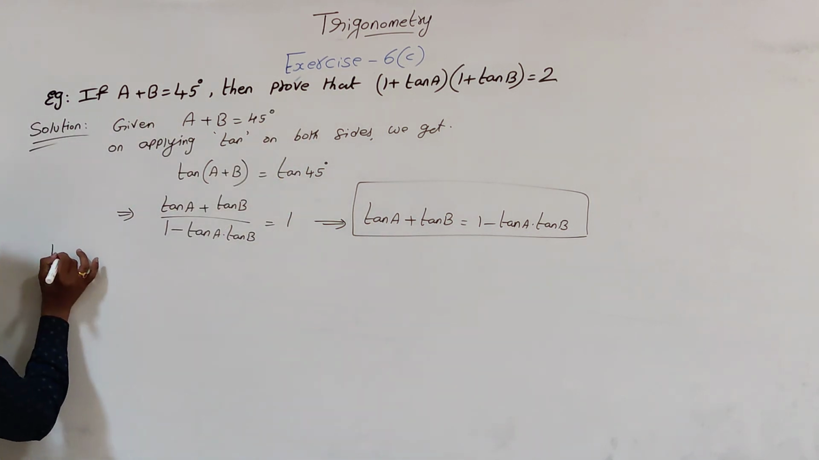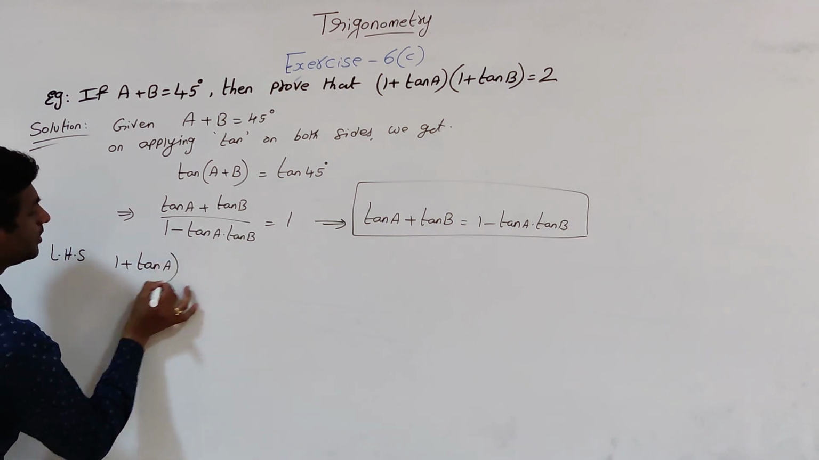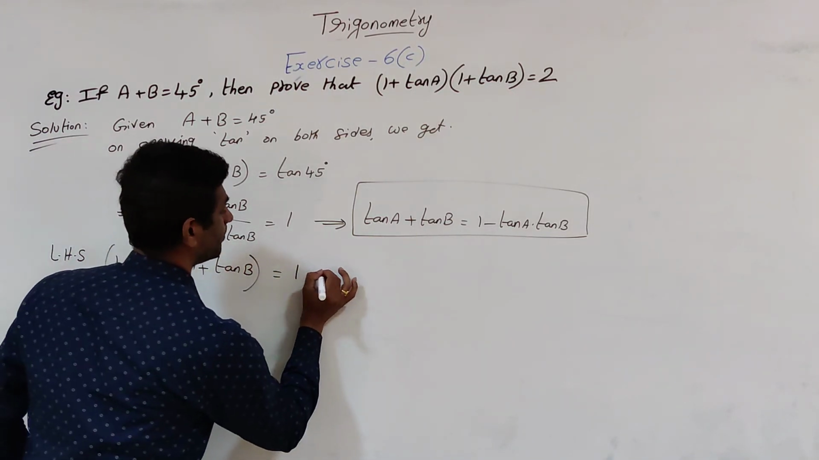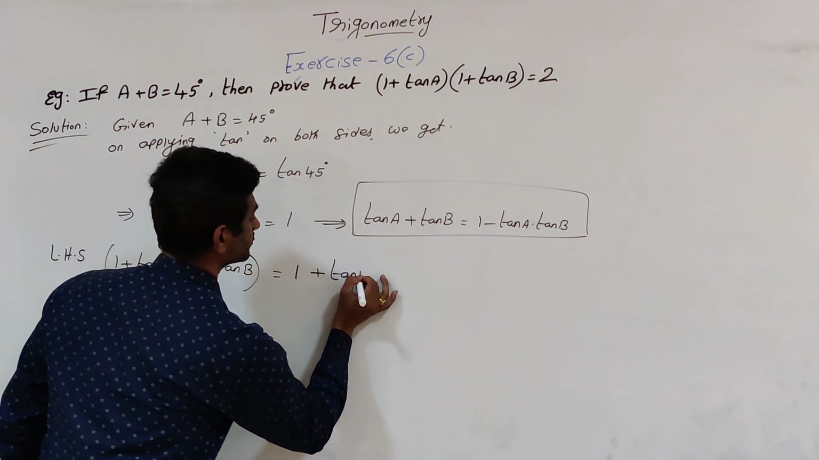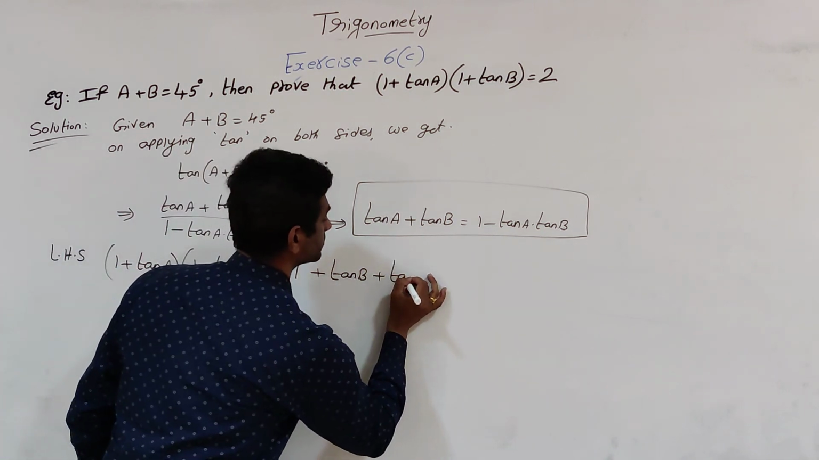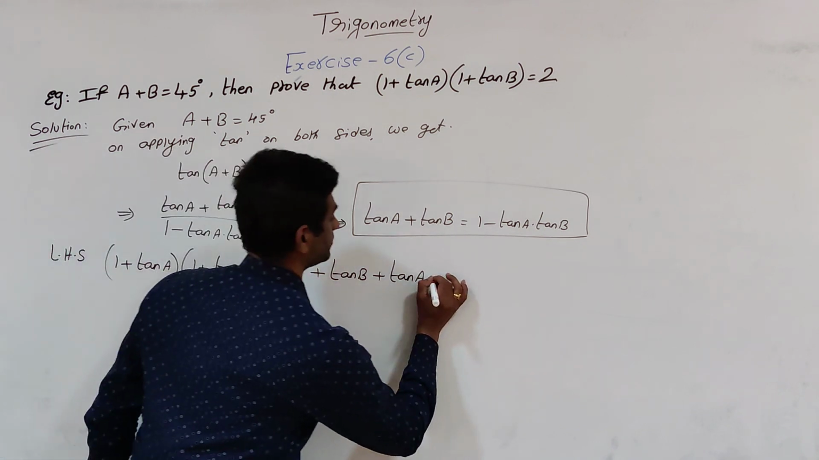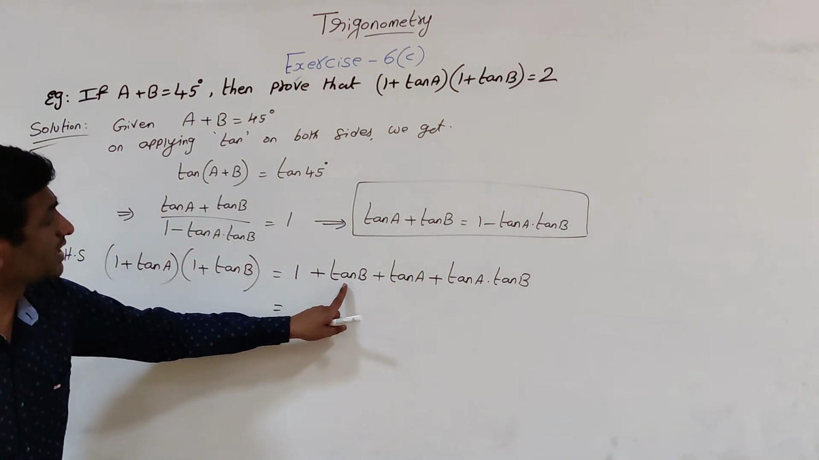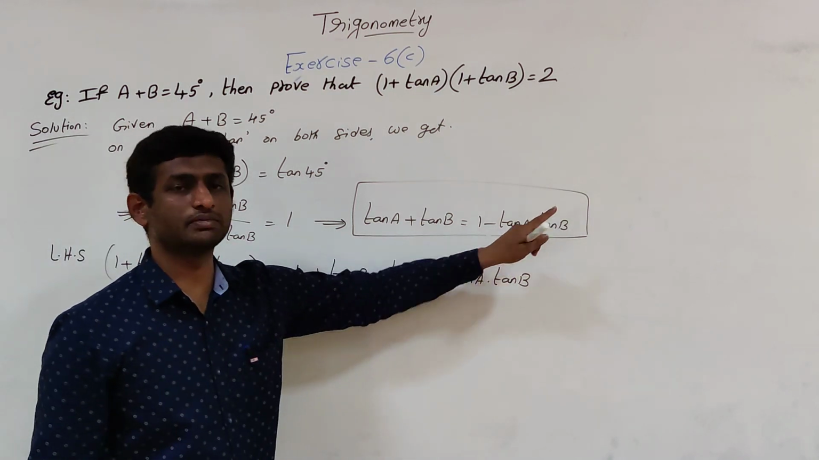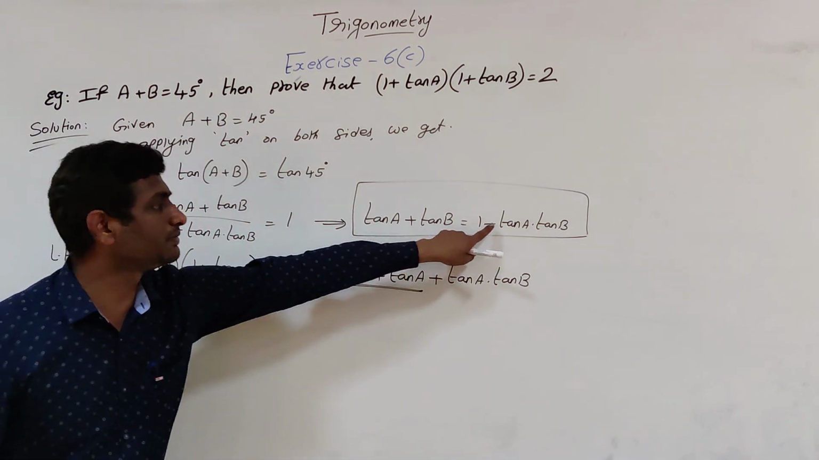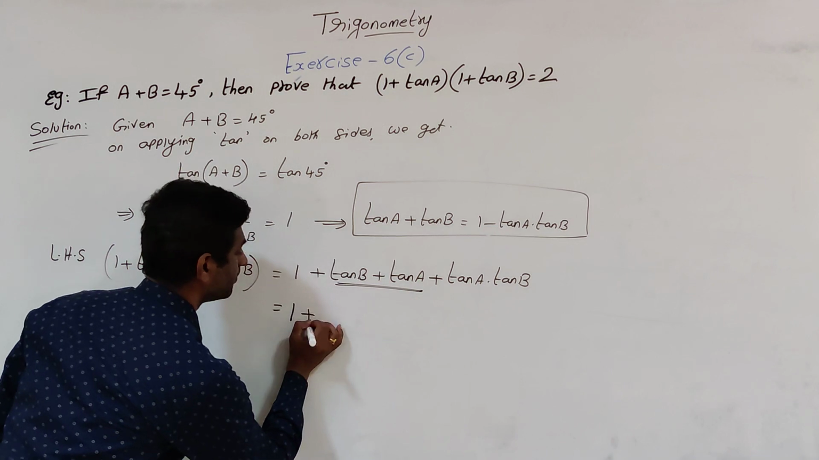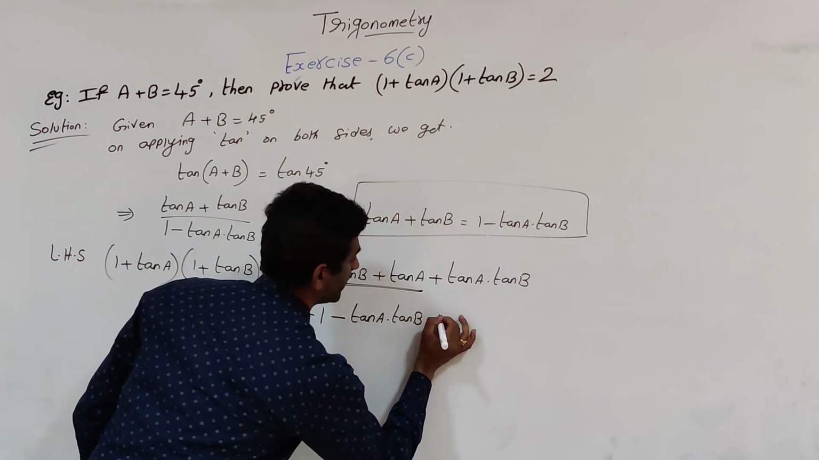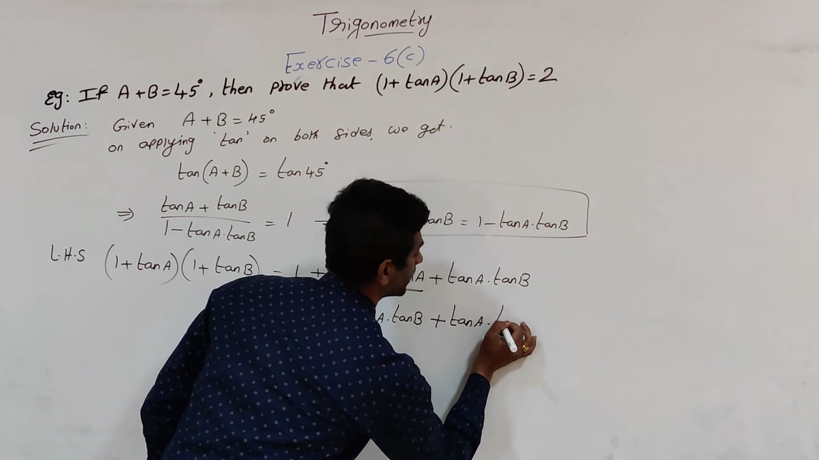Now take the LHS of this one. 1 plus tan A into 1 plus tan B. Expand: 1 into 1, 1 plus 1 into tan B, plus tan A into 1, tan A, plus tan A into tan B. Now, in the place of tan A plus tan B, we can replace with 1 minus tan A tan B. So, 1 is as it is, plus 1 minus tan A into tan B, plus tan A tan B is as it is.